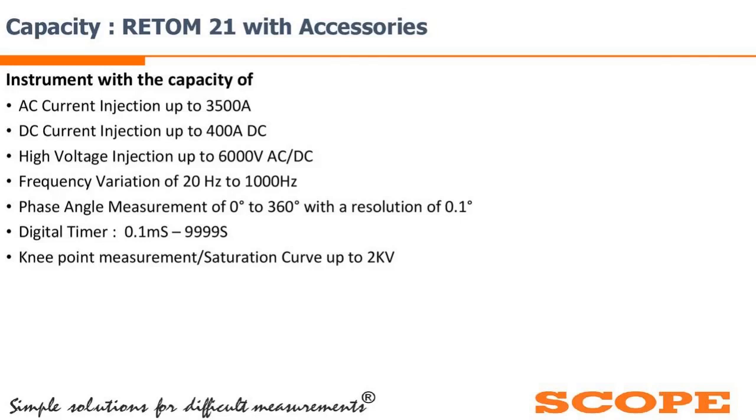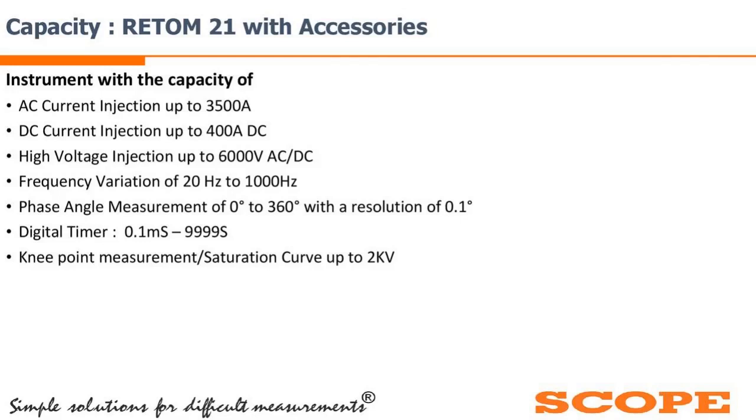So with a single instrument and other accessories, it can do all the tests. With the help of AC current injection up to 3500, it can test CT ratio, then primary current injection test on various DUTs. With the help of DC current injection, we can test CRM values of various DUTs. Similarly, with high voltage injection up to 6 kV, we can do insulation resistance, then AC insulation test. Then frequency variation, we can test various relays.